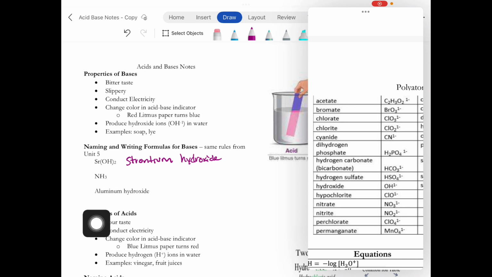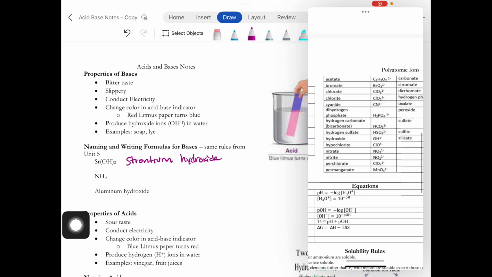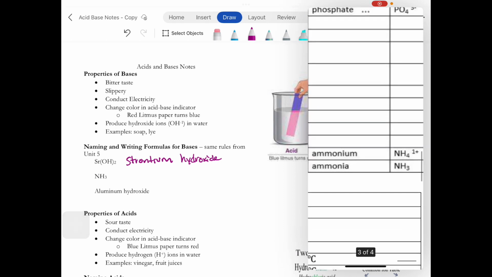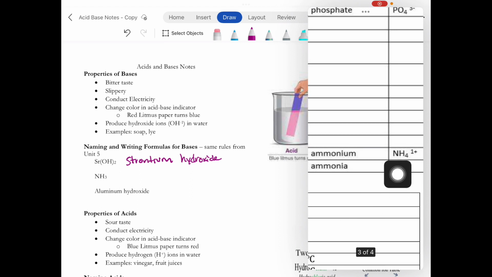NH3 is the only one that isn't going to be ionic for a base that we will give you. There are more, but that's for AP. NH3, that's also on the back of the periodic table, and don't make the mistake because NH3 is different than NH4. So NH3 is ammonia.